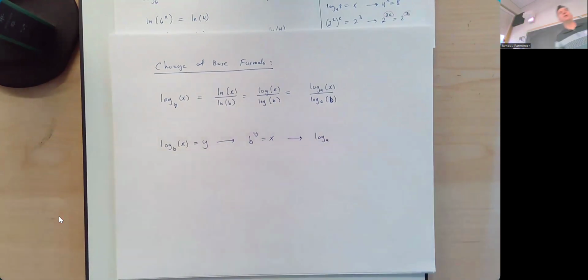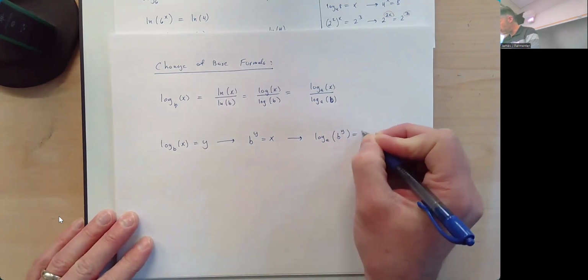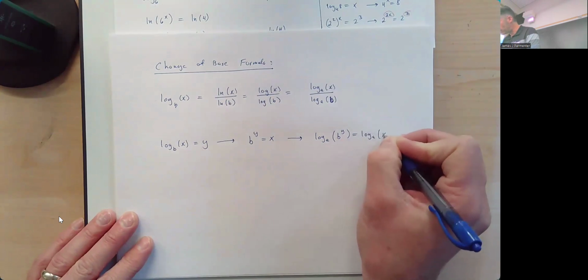I really want to emphasize here, a logarithm is a function. You are taking the log of an argument. We are not multiplying by log base a. We are taking the log, just like you take the square root of both sides of an equation, or square both sides of an equation, right? You're not multiplying both sides by a square root. You are taking the square root of the argument. So log base a of b to the y equals log base a of x.